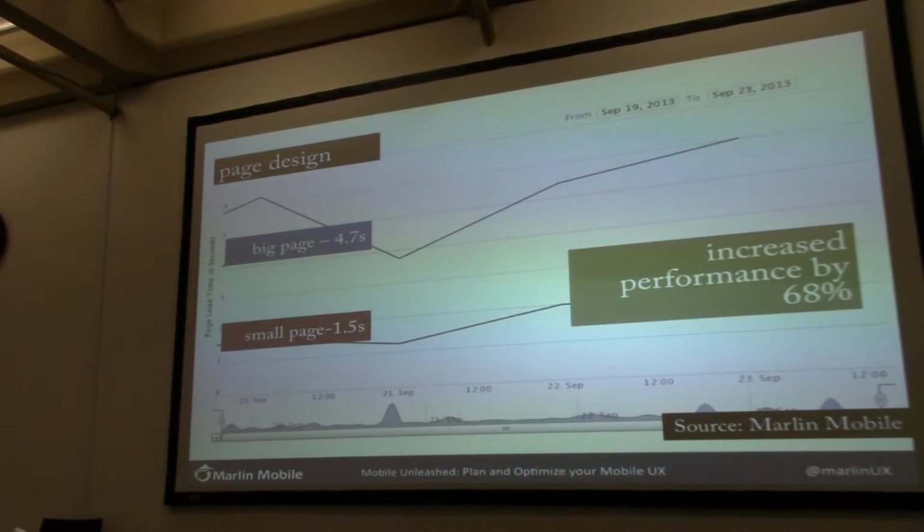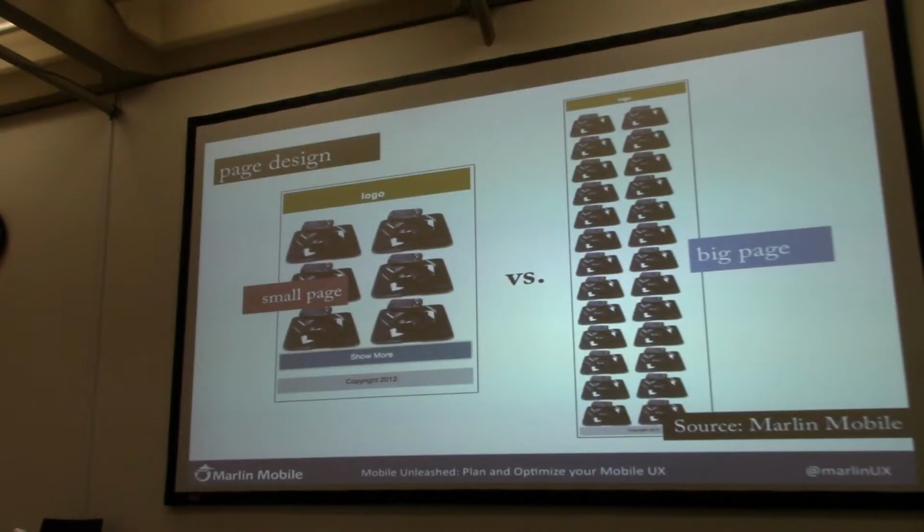What's the small page again? It's just a simple, typical mobile page that looks a little squished that we see all the time. That just says, here's an 8-product page, versus the other one that just gives you, in this case, 30.